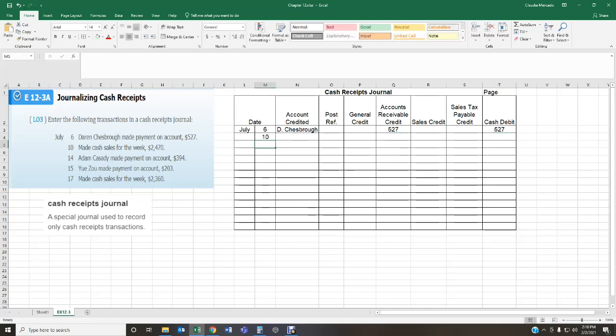On the 10th, we made cash sales for the week, $2,470. So like you can see here, there is not one specific customer. This is made up of a variety of walk-in customers. So we made cash sales of $2,470, okay? Because we don't have a specific account this is affecting, we're going to leave the account credited blank, okay?